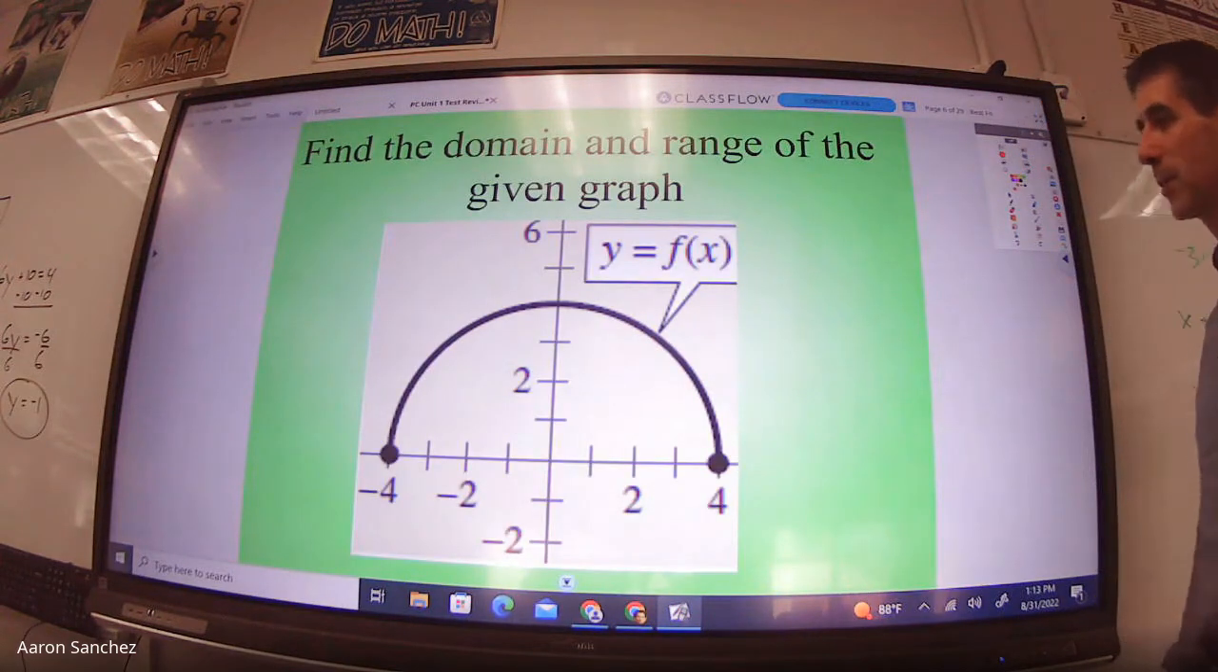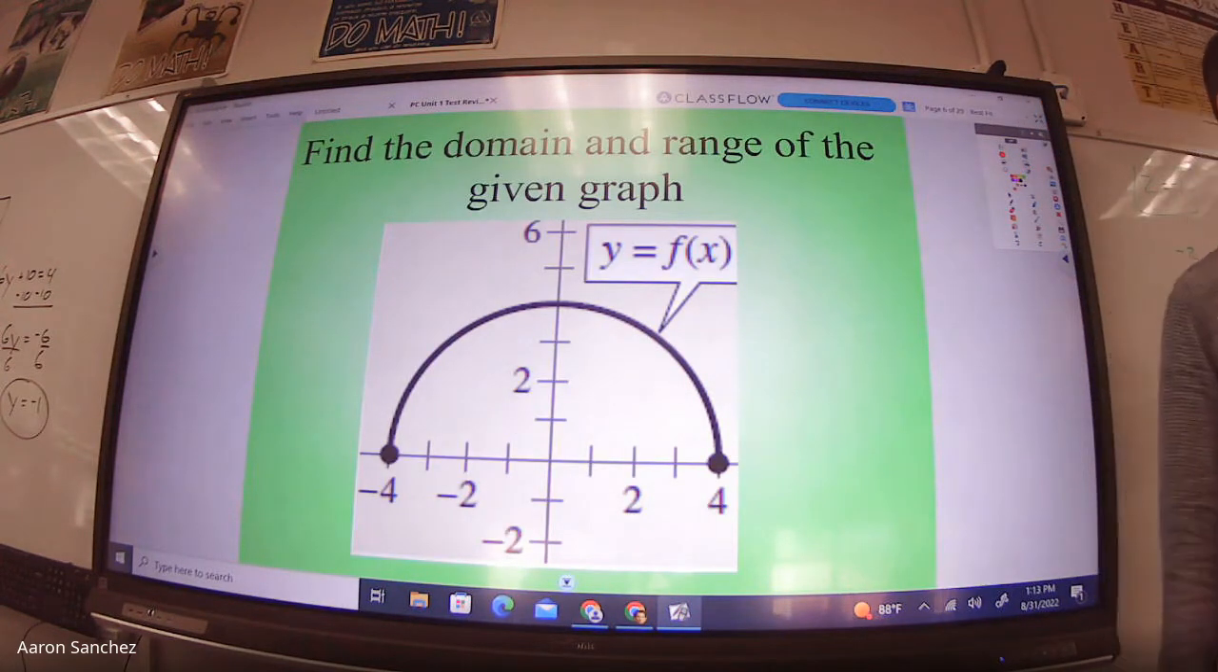Find the domain and range of the graph. So you all have a graph that has the domain and range. Now, you can do it 2 ways. I don't care. I'll show you both ways that you want.